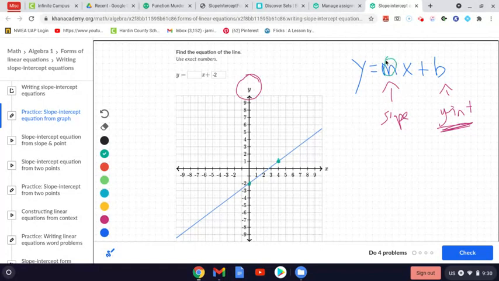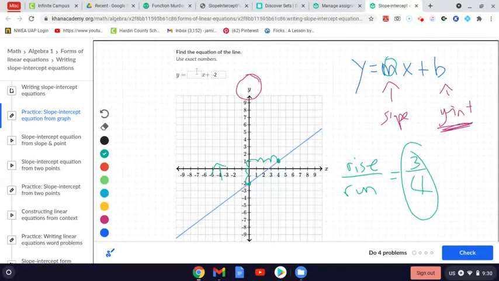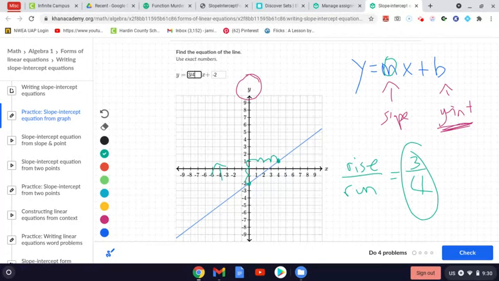Okay. So I'm going to start with the point further to the left, and I'm going to count how much I go up first. I go up 1, 2, 3. So the top number of my rise over run is 3 because I went up. Up is positive. And then I'm going to go over 1, 2, 3, 4. So this right here is your slope. So in this spot next to the x, you're going to have a 3 over 4.